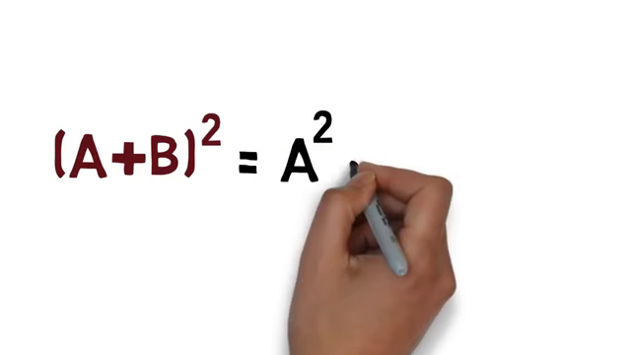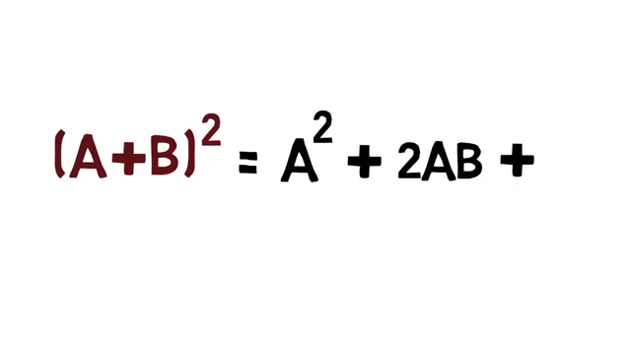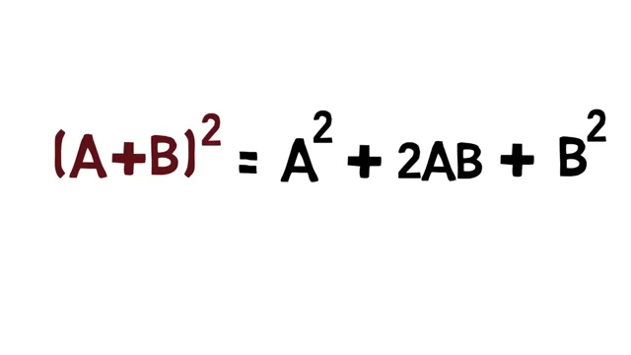The first formula is A plus B whole square, which is equal to A square plus 2AB plus B square. This is a very basic formula, but still you will find many people don't understand how it comes. So if you also don't know how to prove this, simply multiply A plus B into A plus B. You'll get to know this.